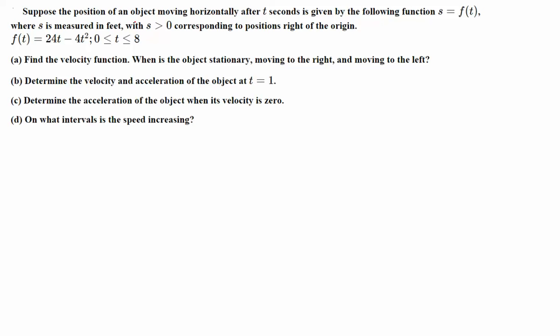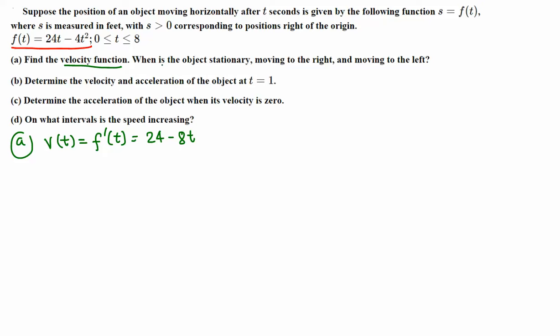Suppose the position is given by this function and t is between 0 and 8 inclusive. In part A, we are asked to find the velocity function. Velocity is just the rate of change of position, so velocity v(t) is simply the derivative of this function, which is 24t minus 4t squared, so it's 24 minus 8t.